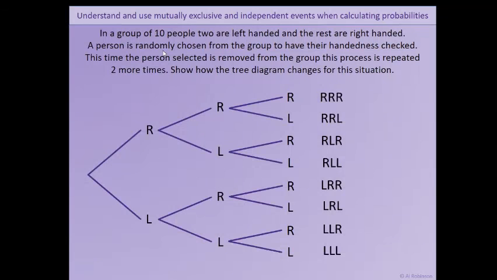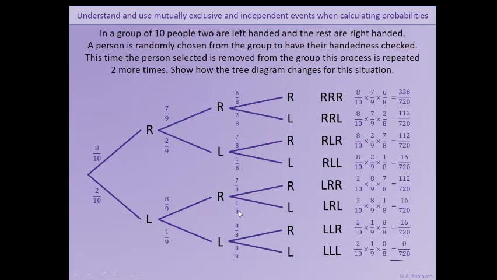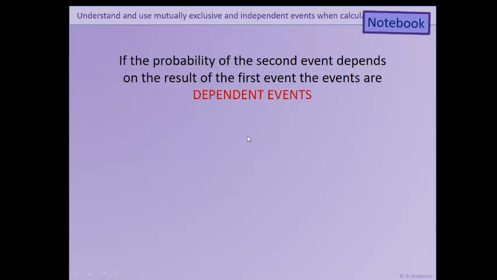Okay, so we have another scenario. So this time, a person is randomly chosen from the group, and this time the person selected is removed from the group. So it's not replaced, okay? So the person is not replaced, basically. So you have 1 less person here. So you've got 9 people here, and then you have 8 people in the next event, okay? So our probabilities will therefore be different this time, but they should all add up to 1. Remember, you're multiplying along the branches.